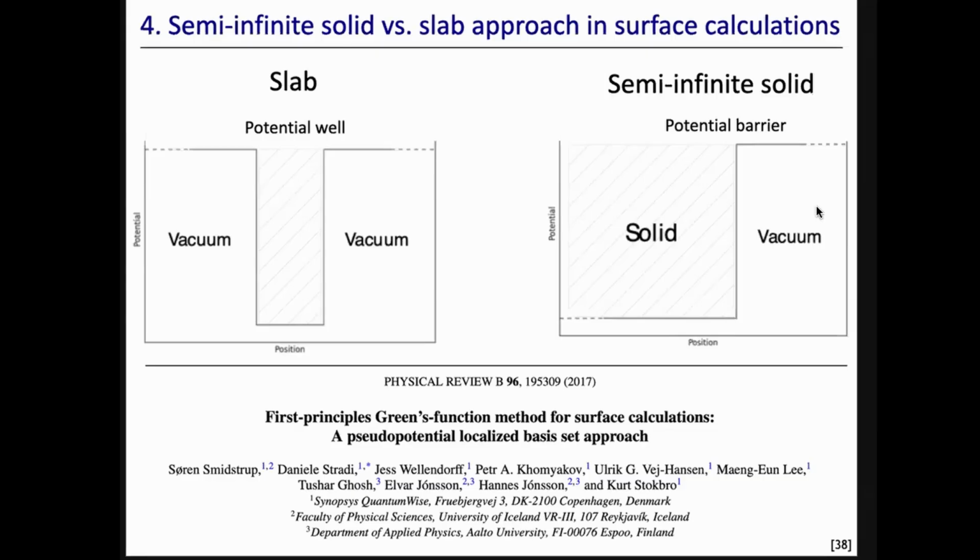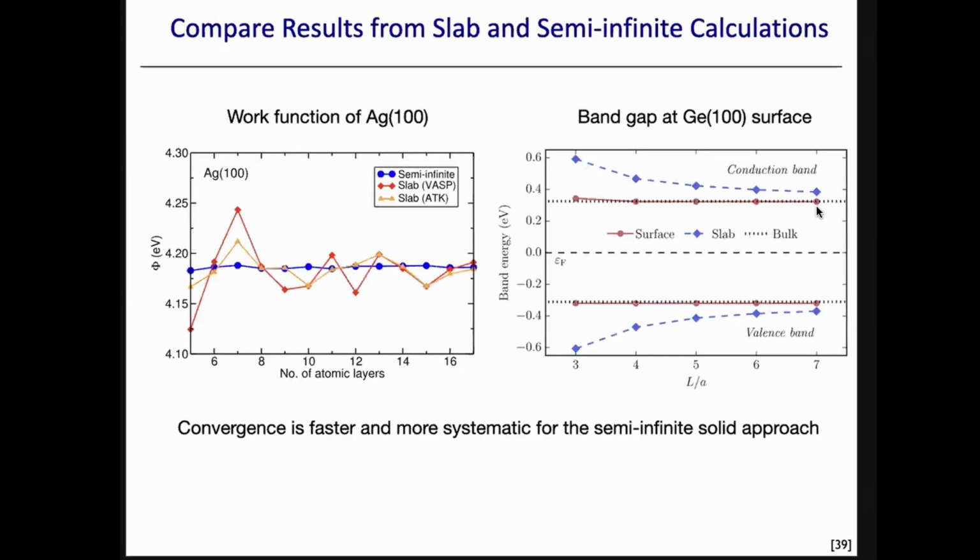Let's see the difference here. For instance, if you calculate the work function of silver with ATK, which is the code from the QuantumWise guys, you get this in a slab. You get these oscillations up and down, also with VASP, of course. The slab has this difficulty in converging to bulk results, whereas if you do the semi-infinite solid, you get the blue line.